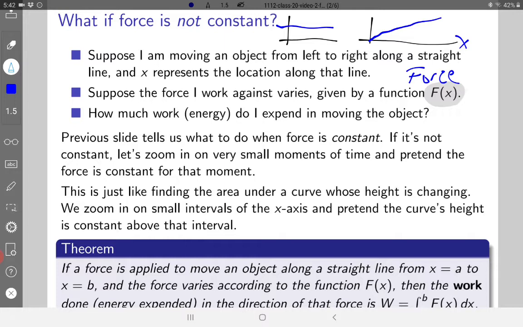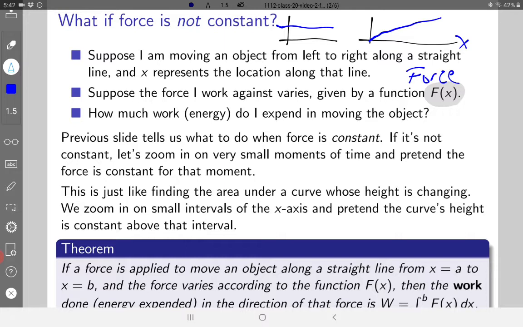What I'd like to do is come up with a way to conceptualize how much energy, how much work it takes to act against this force that is changing, that is varying, that is not constant. Well, all of that information on the previous slide, work making us mad, tells us what to do when a force is constant. Just multiply force times distance.